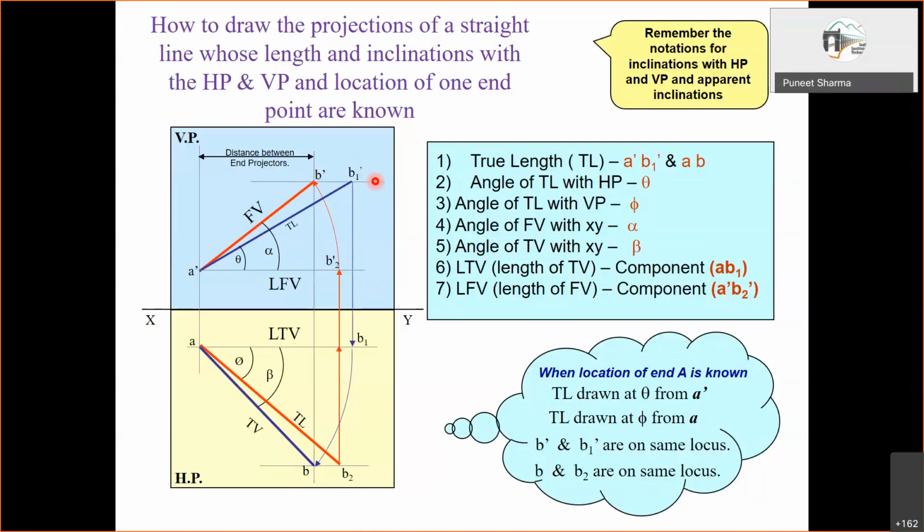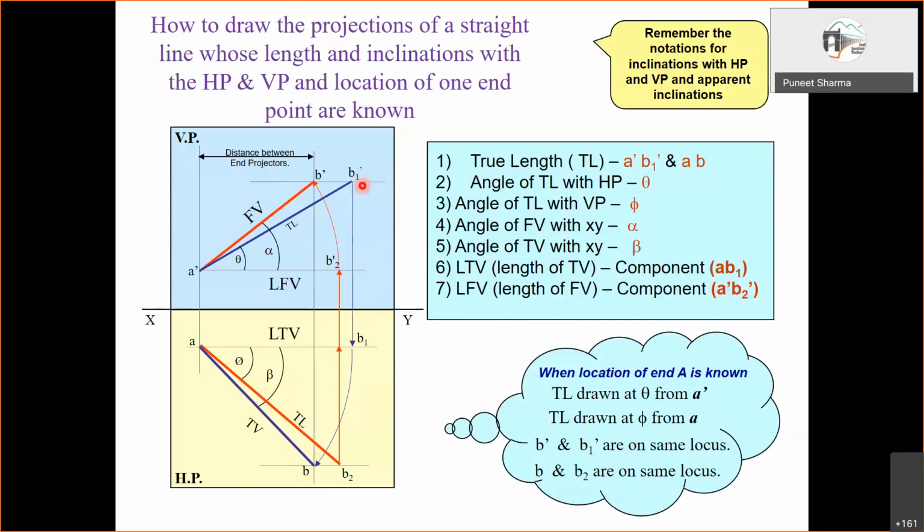And we know for the final projections of the line, if the inclination of the line is theta with the horizontal plane, then B1 dash will have this much distance only from the XY line. So from here we get to know how much away B1 dash or B dash will be from the XY line. That is one piece of information we get from the first step, assuming the line parallel to the vertical plane.